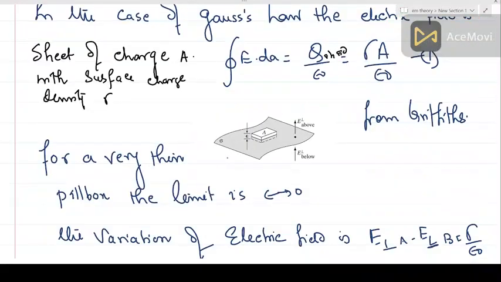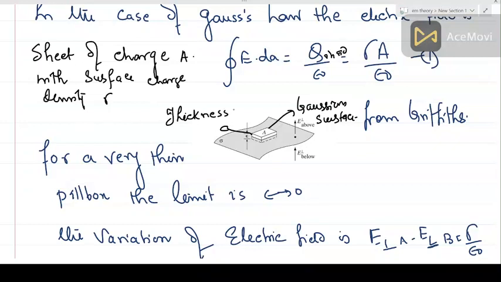When you have a very thin sheet of charge, the Gaussian surface is a pillbox. This one is the Gaussian surface. Now, we consider the limit where the thickness of this Gaussian surface goes to 0. This thickness is epsilon, and this epsilon is tending to 0. This means this sheet is a very thin sheet.